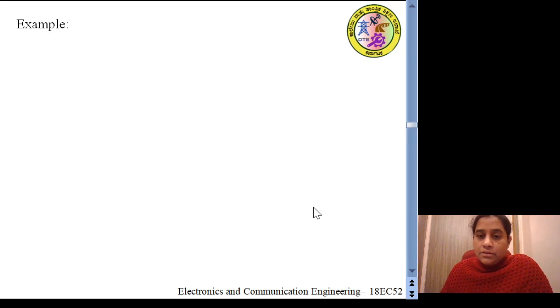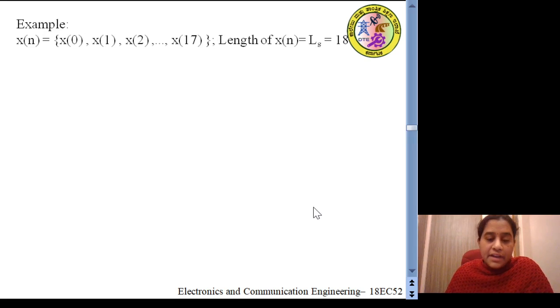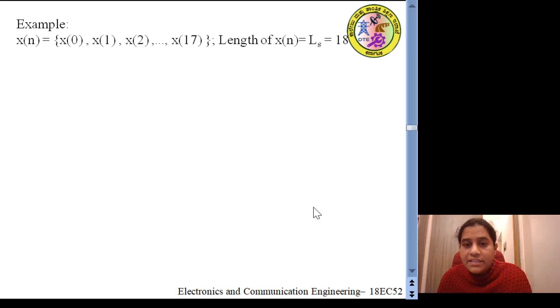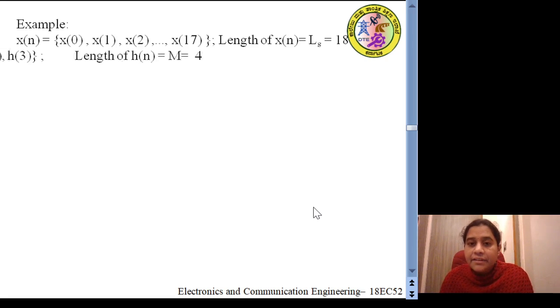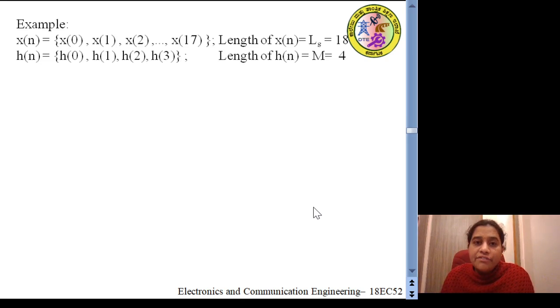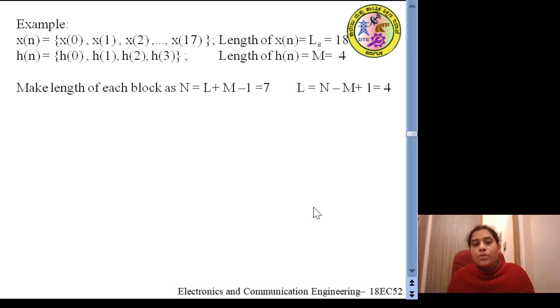So now let us consider an example. Here our input x of n has length 18. So our x of n has the samples x of 0, x of 1, x of 2 up to x of 17. And the length of h of n we consider as M, which is equal to 4. So our h of n has the samples h of 0, h of 1, h of 2 and h of 3.